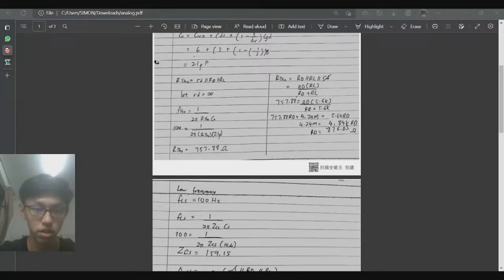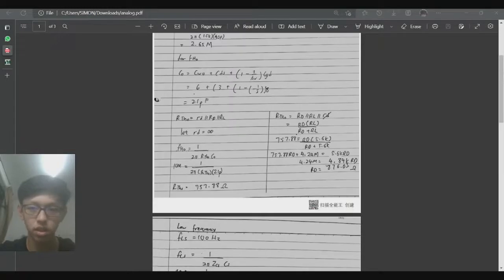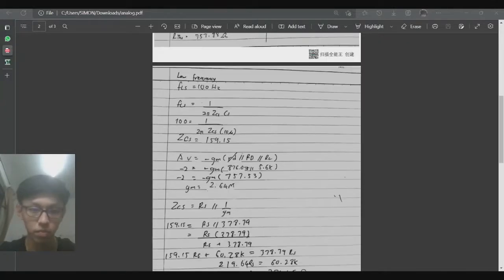So by substituting this FHO formula, we will get RTHO. This FHO is from the equation, which is 10 megahertz, and we will get RTHO equal to 757.88. So here is the RTHO. Substitute this value and we'll get RD equal to 876.03 ohm.